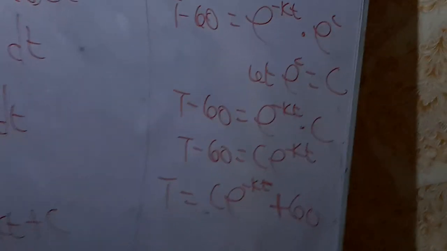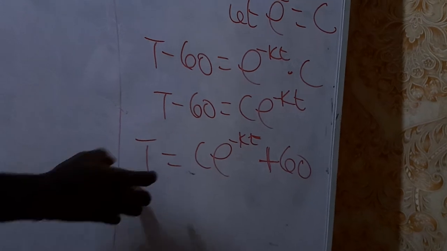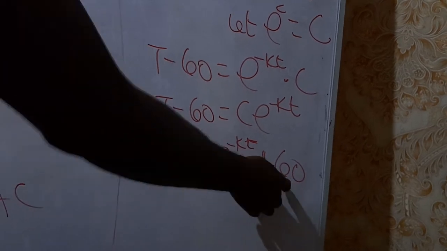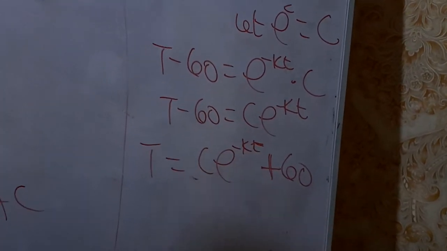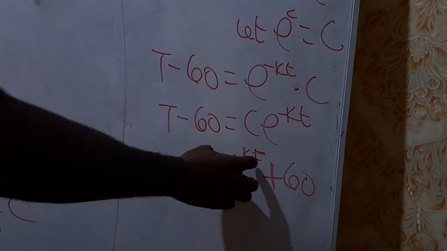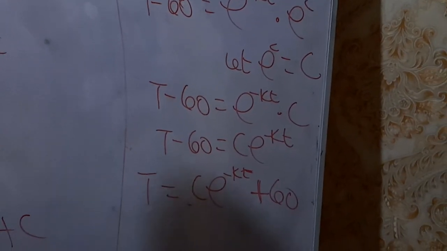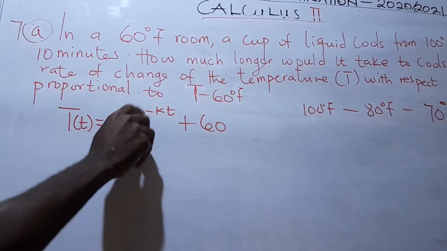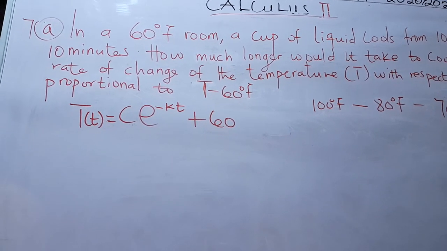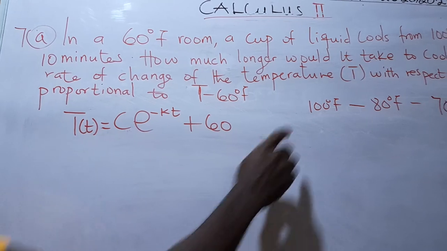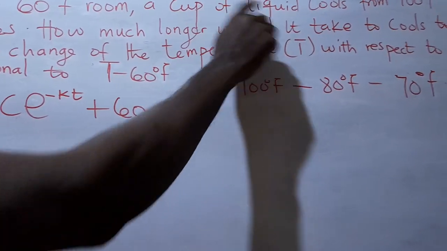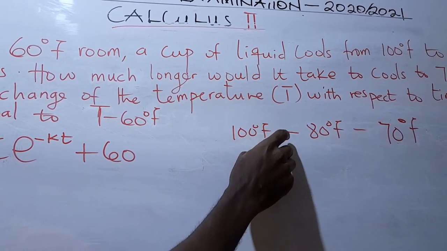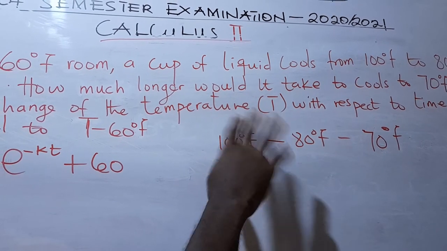So this is where Newton's law of cooling came from. So now we know that the temperature at any point in time will be equal to C e exponent negative kt plus 60, where t is time and k is a constant. So now we need to find our constant C and negative k from the information provided. Then we can answer any question. Now, the temperature of the liquid was 100 degrees Fahrenheit, and there was no time reading, so they said the time is zero.